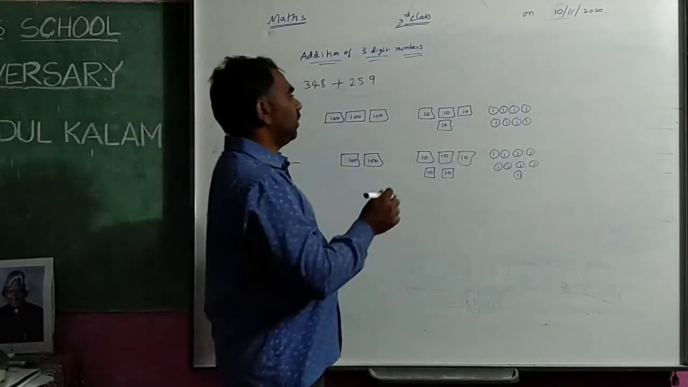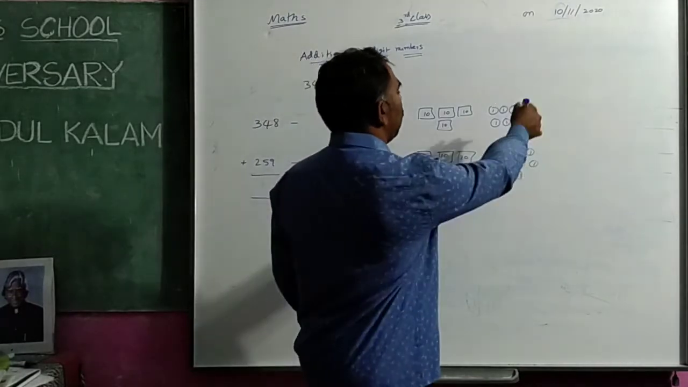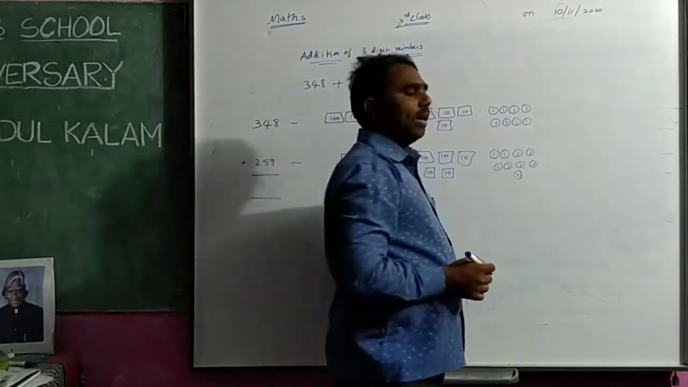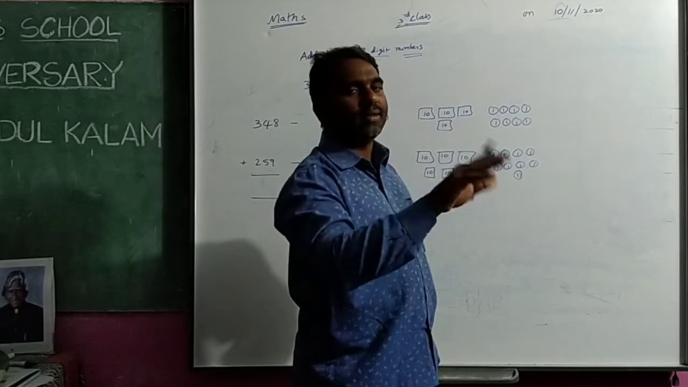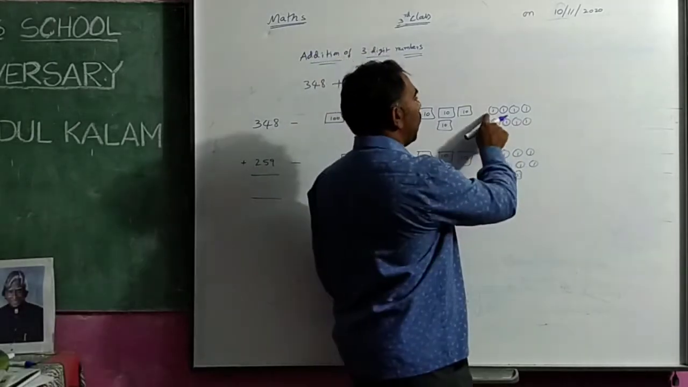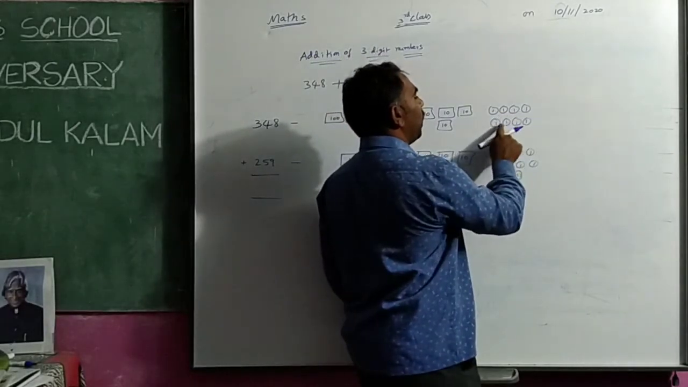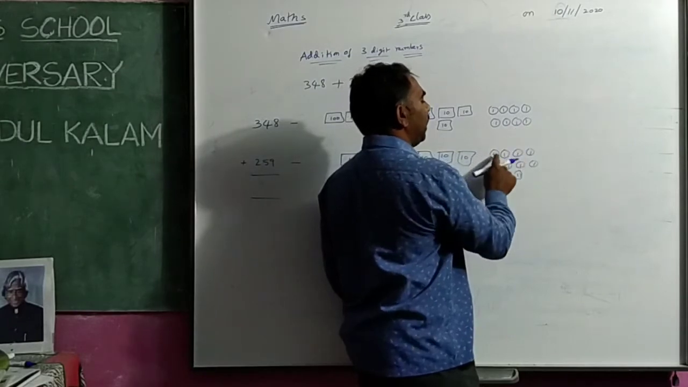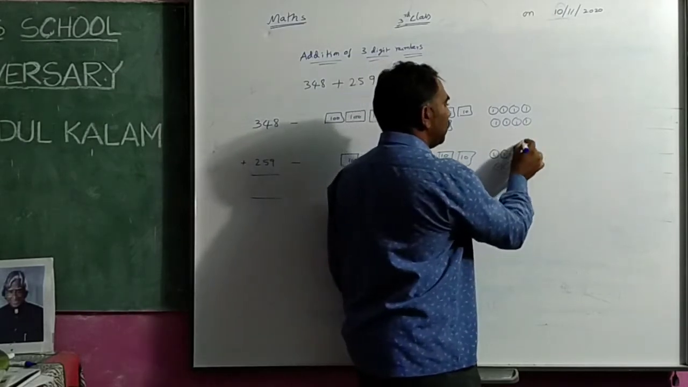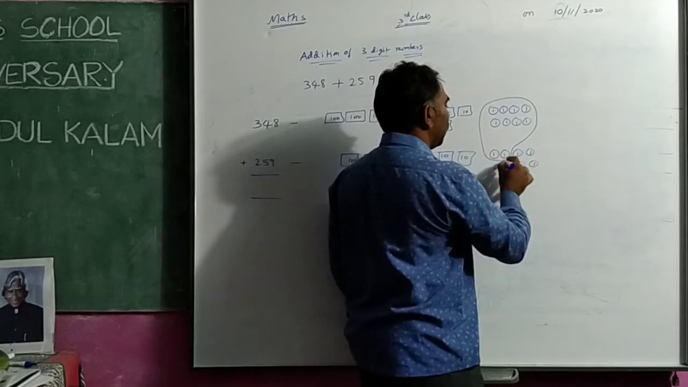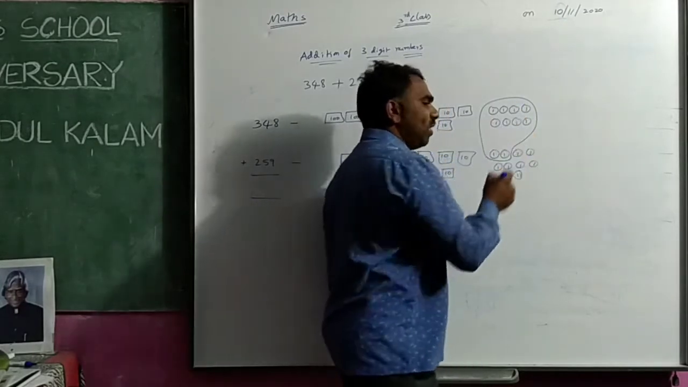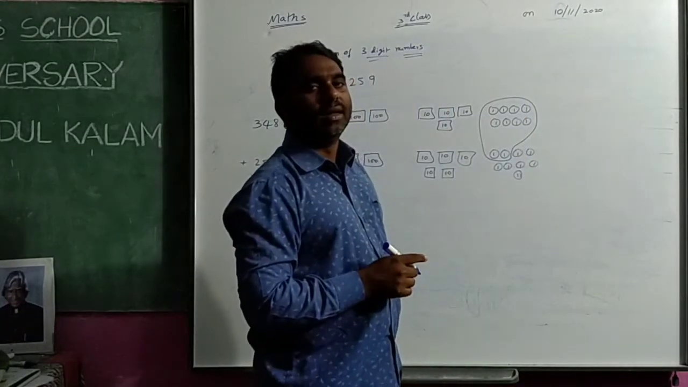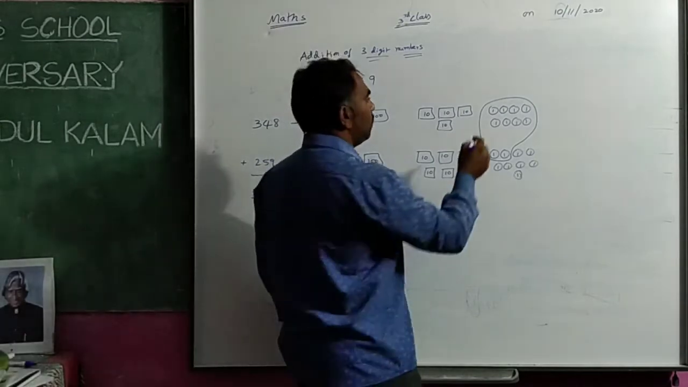Okay? So you see here I am going to add them. So first of all, I will add ones here. I will count the ones. How many ones are there? 1, 2, 3, 4, 5, 6, 7, 8, 9, 10. Whenever you see the 10 ones, you think these 10 ones will become 1 ten. 10 ones will become 1 ten.